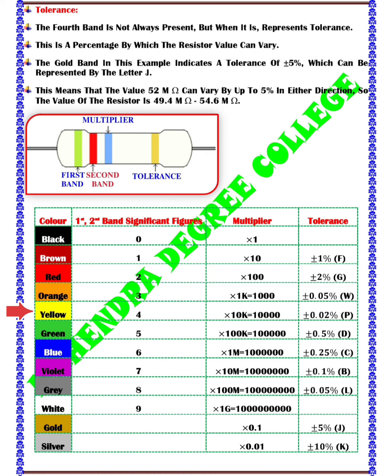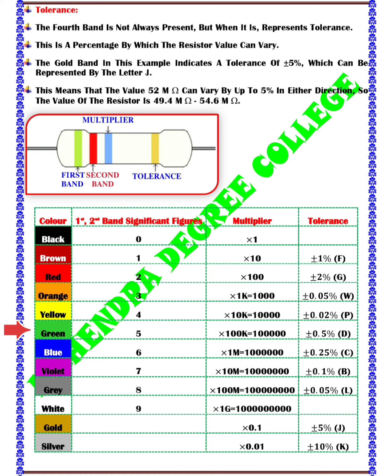The yellow color band: first and second significant figures 4, multiplier 10,000 and tolerance value plus or minus 0.02%, P. The green color band: first and second significant figures 5, multiplier 100,000 and tolerance value plus or minus 0.5%, D.